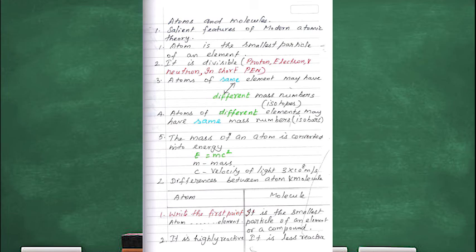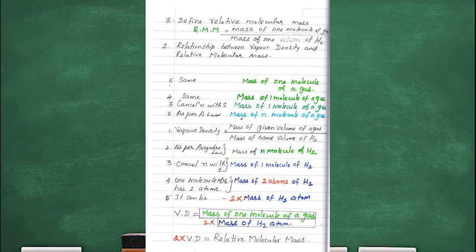Then an atom alone, in Tamil it is tanimam. So what happens? It needs company. So you can easily write: it is highly reactive. Then on that side you write: it is less reactive. Okay, two points over.